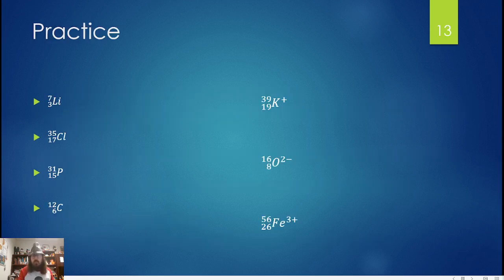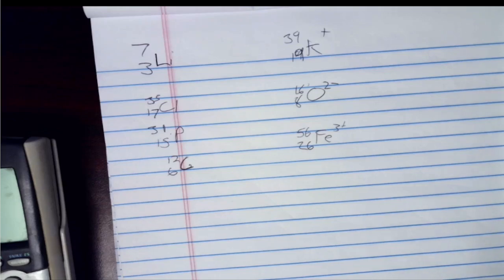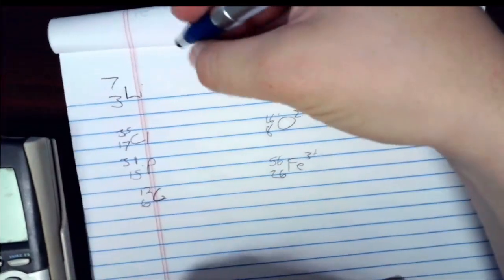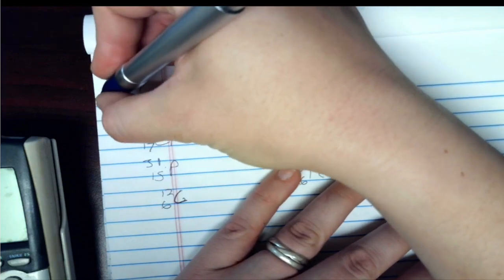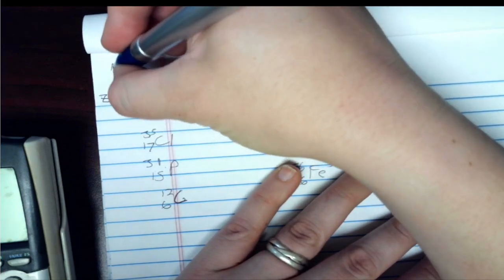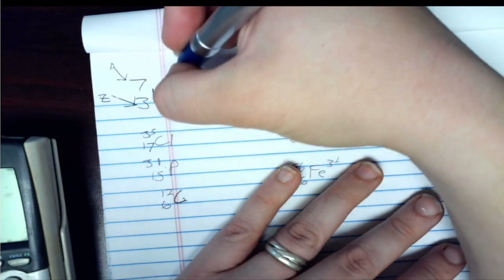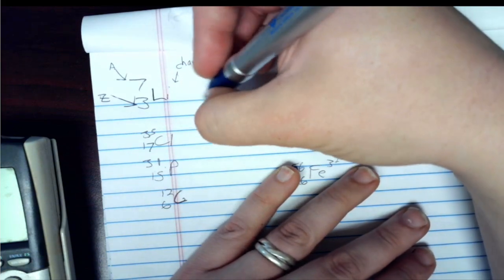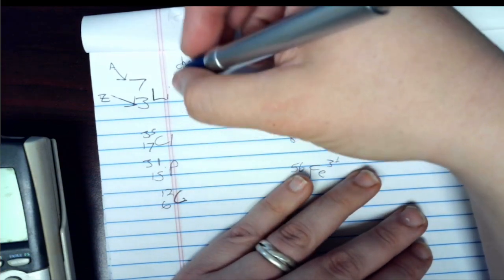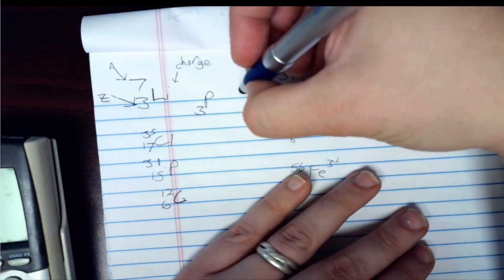So let's start looking at some practice. We should be able to do this. This should not be something that should challenge us. So with that in mind, we'll go ahead and take a look. I wrote these on a doc cam to speed things up. So remember, Z, A, charge. The first thing we can always do is find the number of protons. The number of protons is always the easiest.